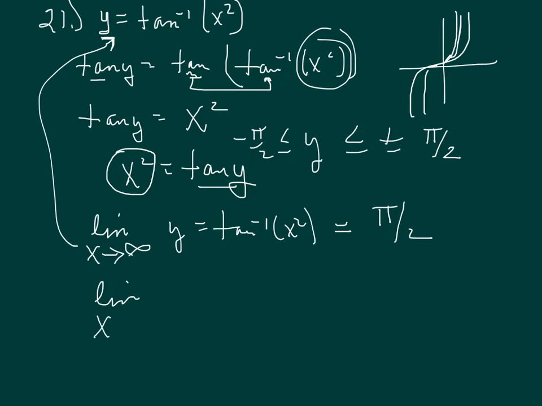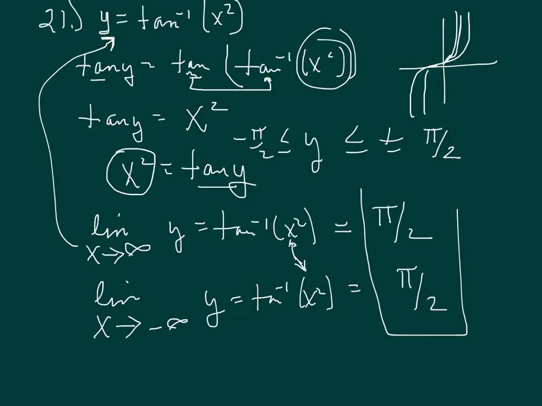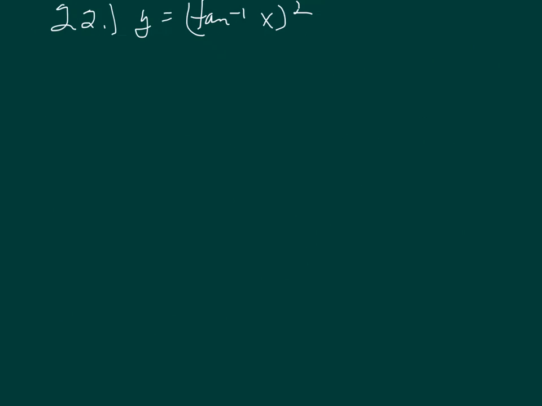What might be confusing, and think about it for a minute, is that as x approaches minus infinity, y equals tan^-1 of x squared is also pi halves, not minus pi halves, because x squared is always positive. So as x grows larger, y has to approach pi halves, because x squared is only growing larger in the positive sense. So in both cases, the limit is pi over 2.